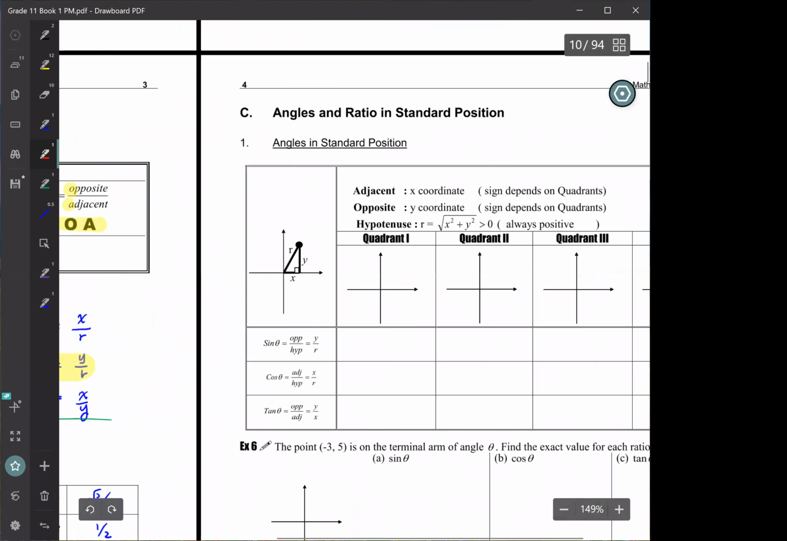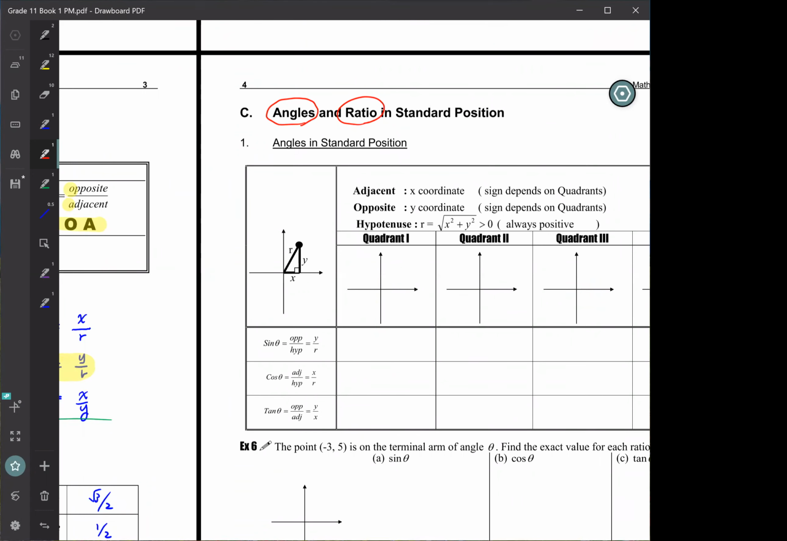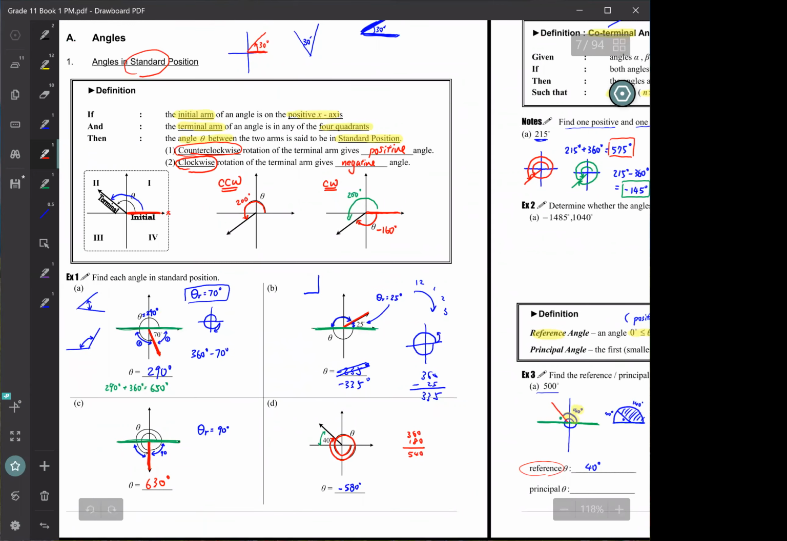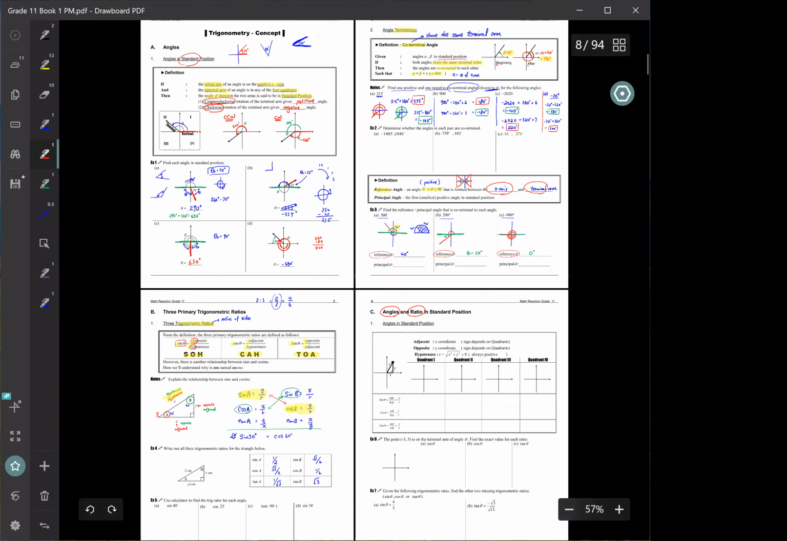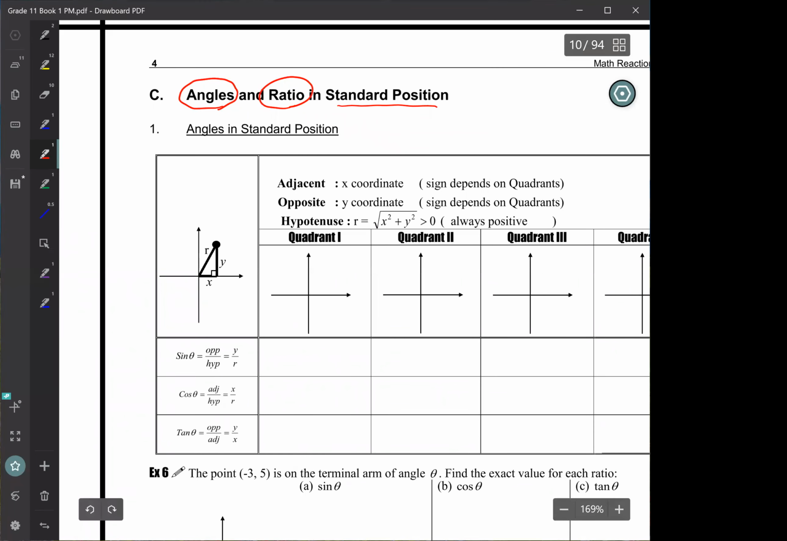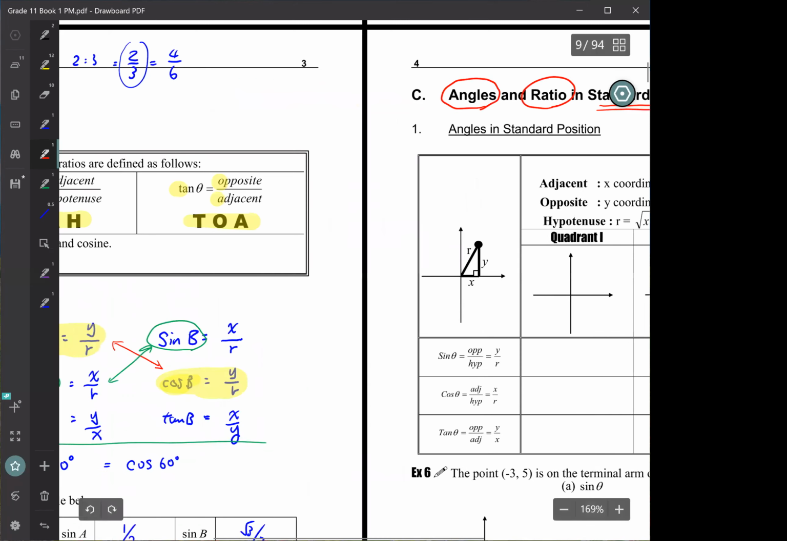So two things: angles and ratios. Ratios means the opposite, adjacent, hypotenuse. Angles means what we did before, angles in standard position. So before was only angle, now we combine with ratio. So what happens to the ratios if we draw them on x and y axes? How do we tell which one is the opposite, which one is the adjacent?